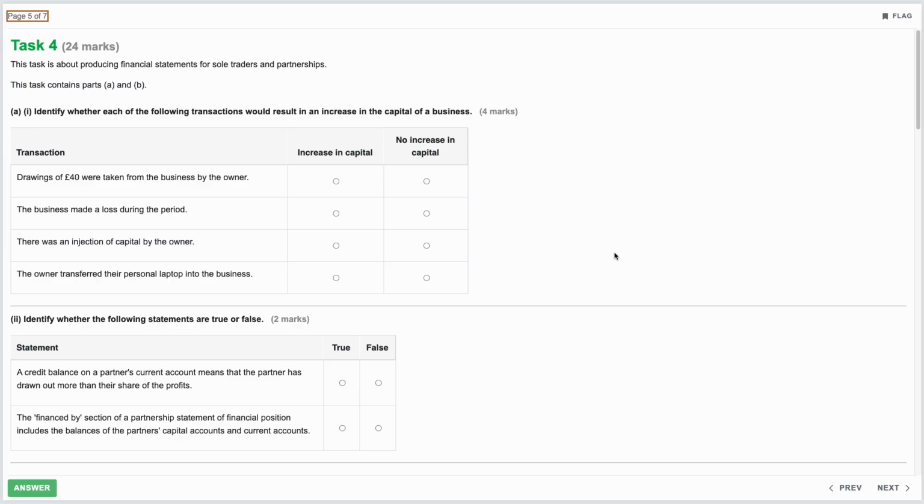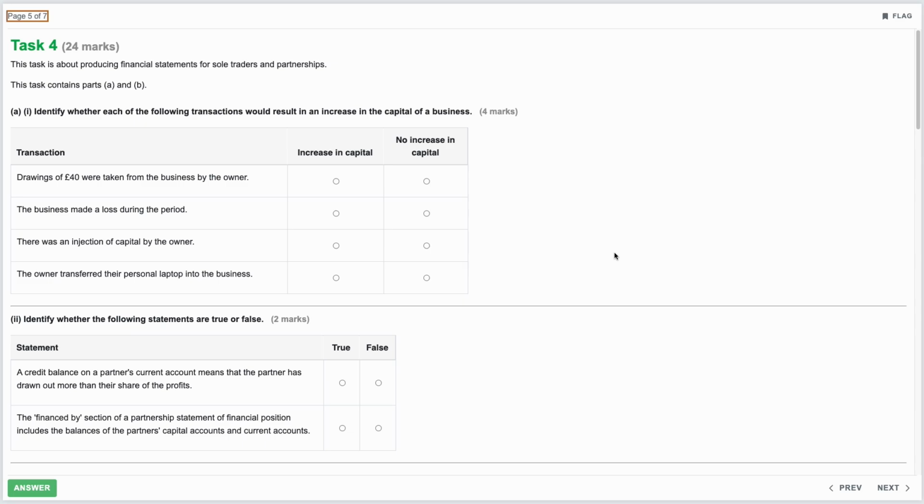Within this part 2 I'll be covering tasks 4 through to 6. Let's now swap over to the mock and make a start. So then, task 4 is worth 24 marks and this task is about producing financial statements for sole traders and partnerships. This task contains parts A and B.